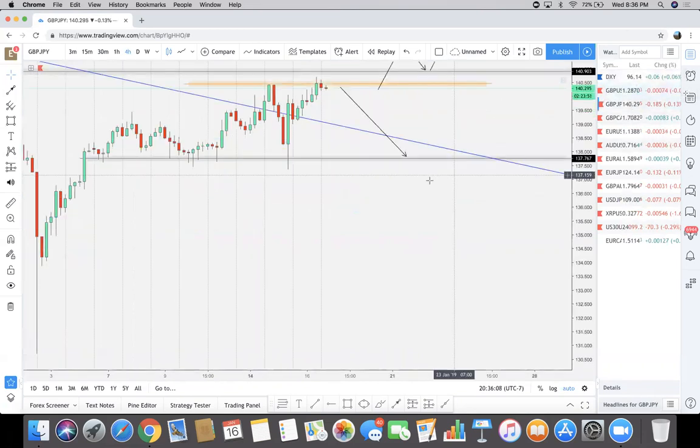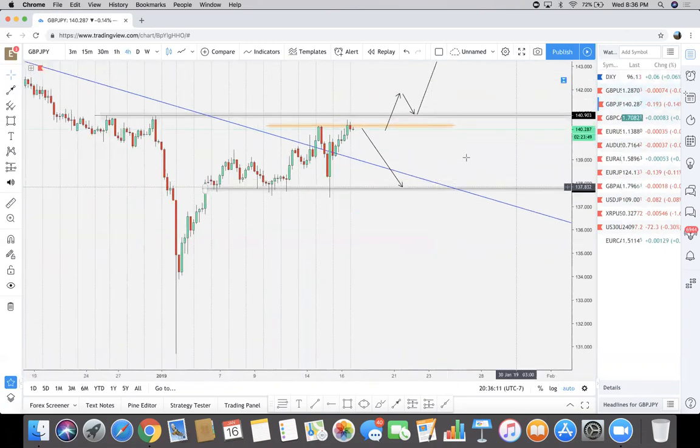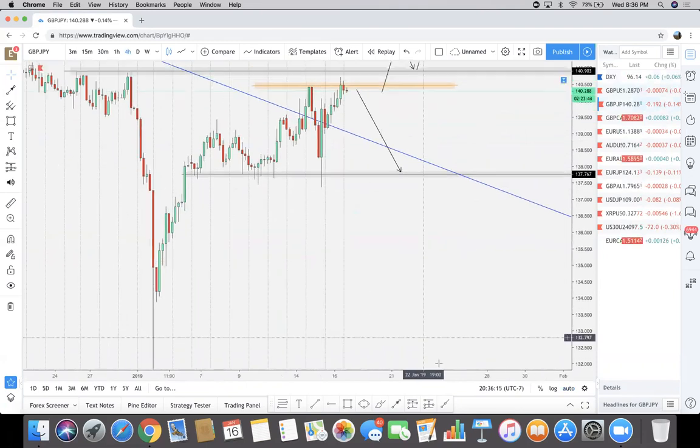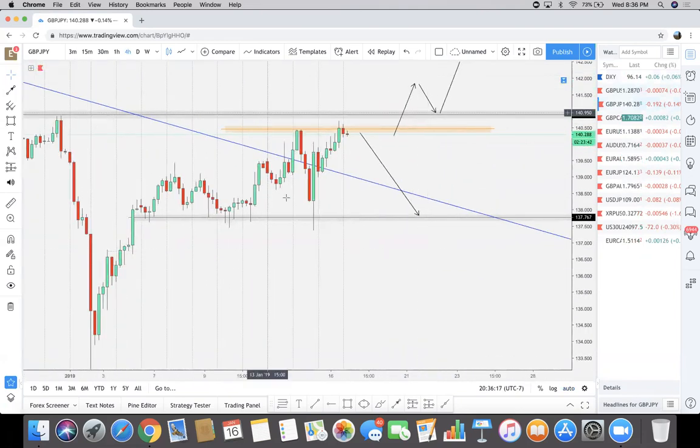So GBP, this pair is a little bit messy for me, just because there's no real structure or anything like that. I believe we're in a ranging market. We have a tap here to the high, and then we also have a tap here, so I can see this coming down, especially if the dollar is going to rise. And then we also have all this support down here, and this last tap right here. So I think we're in a range.